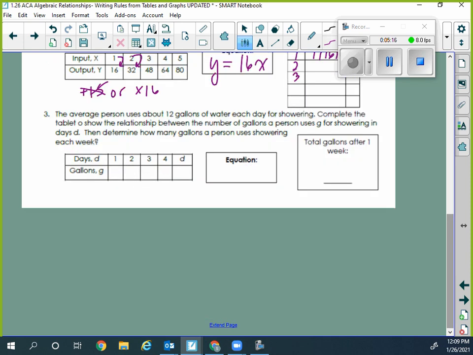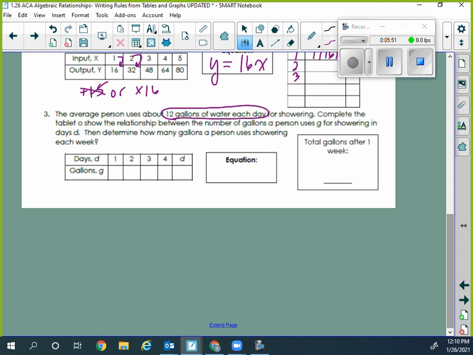It says the average person uses about 12 gallons of water each day for showering. Complete the table to show the relationship between the number of gallons a person uses, or G, for showering and days D. Then determine how many gallons a person uses showering each week. Okay, so two different things going on here. First, we have to figure out our equation, and second, we need to know how many gallons after a week. Okay, so it says 12 gallons of water per day.